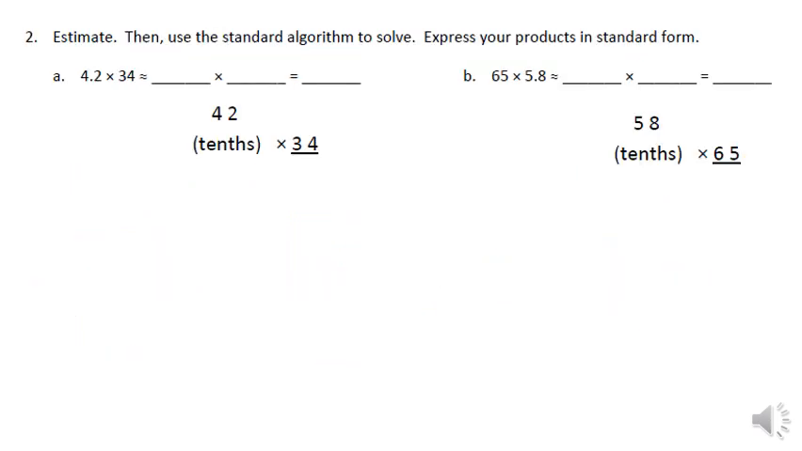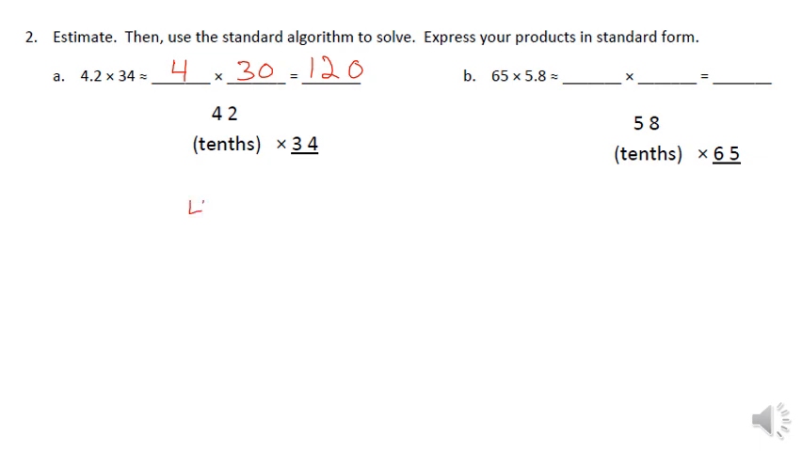Question 2, estimate, then use standard algorithm. So we're not having to do an area model this time. 4 and 2/10 is closer to 4. 3.4 would be closer to 3. So when we multiply these, we have 4 times 3 is 12, so we have 120. So our answer should be close to 120.